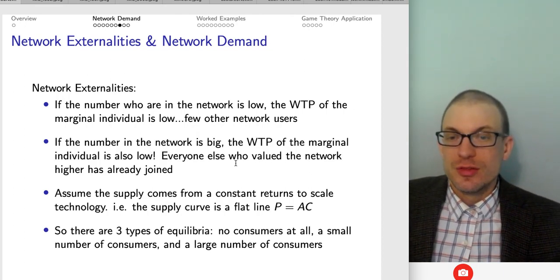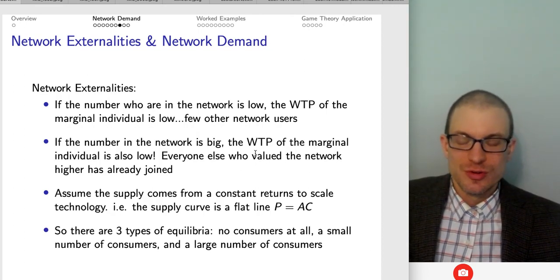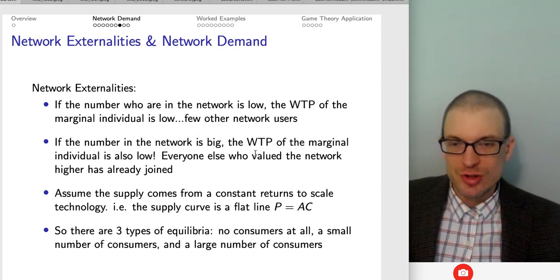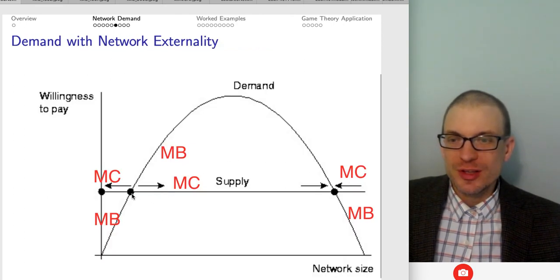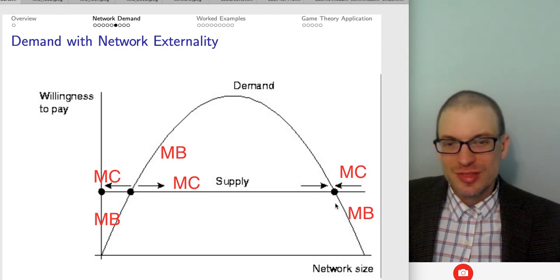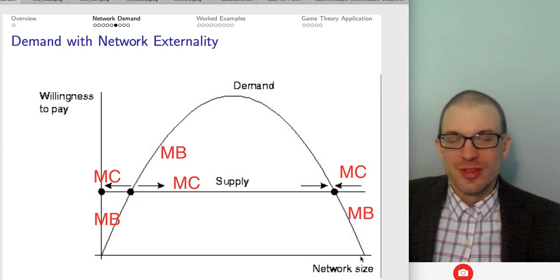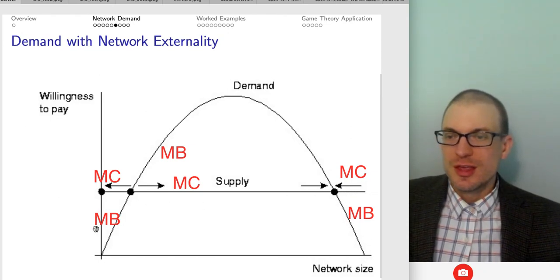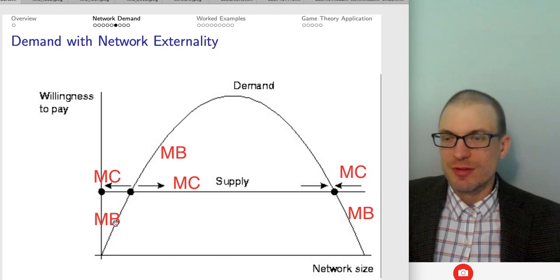Well, then everyone else in the market who valued the network more highly has already joined, right? So we have low willingness to pay here and low willingness to pay here. Why? Because these are the people who just never adopt whatever that network is. These are people who just never join Instagram or Facebook or Twitter, right? And so they have low willingness to pay relative to their cost. Here's the situation where people have a low willingness to pay relative to cost because the network's small.